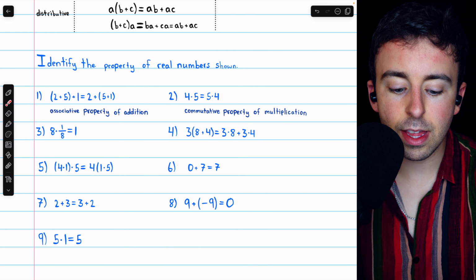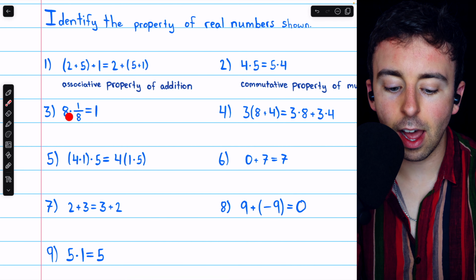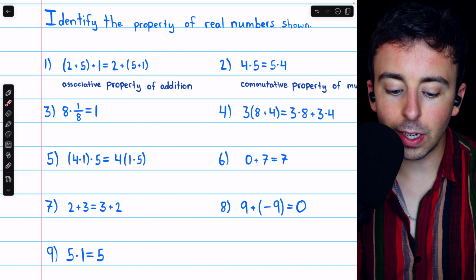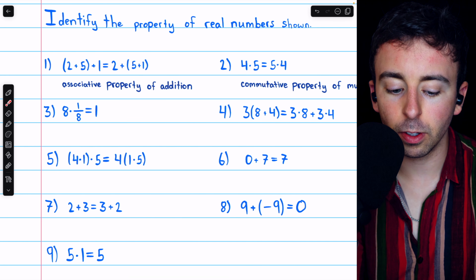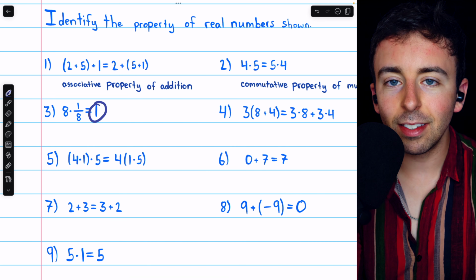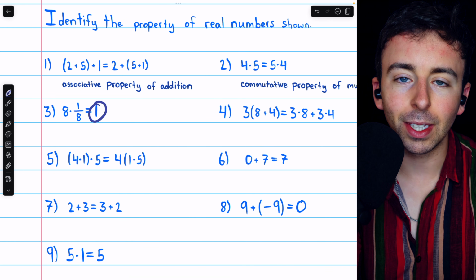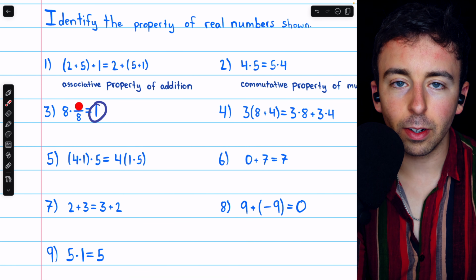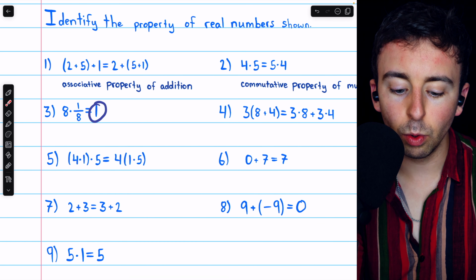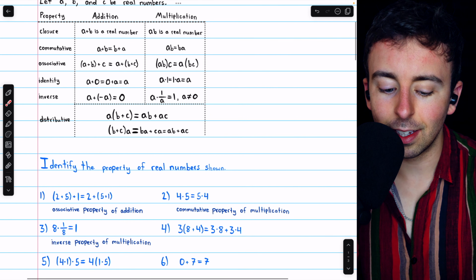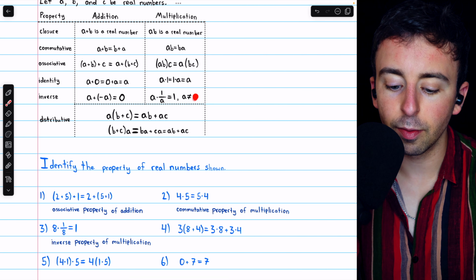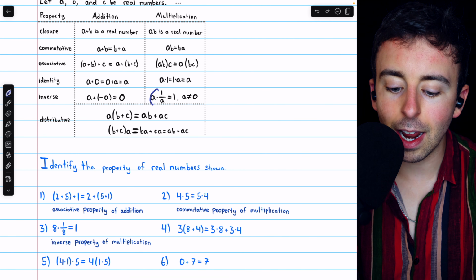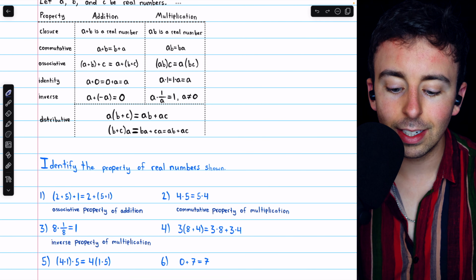All right, moving on to the third equation. This says that 8 times 1/8 is equal to 1. This is showing us that if we take a number and multiply it by its reciprocal, we get the number 1. And this is called the inverse property of multiplication. Any number not equal to 0 has a corresponding inverse that if we multiply it by, will produce 1. And we see that in the table here. The inverse property of multiplication tells us for any number not equal to 0, we can multiply that number by what's called its reciprocal to get 1.